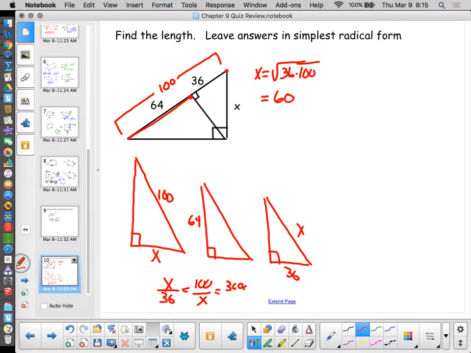So 3600 equals x squared. So x equals 60. More work, same answer. Either way. Okay, let's look at the next one.